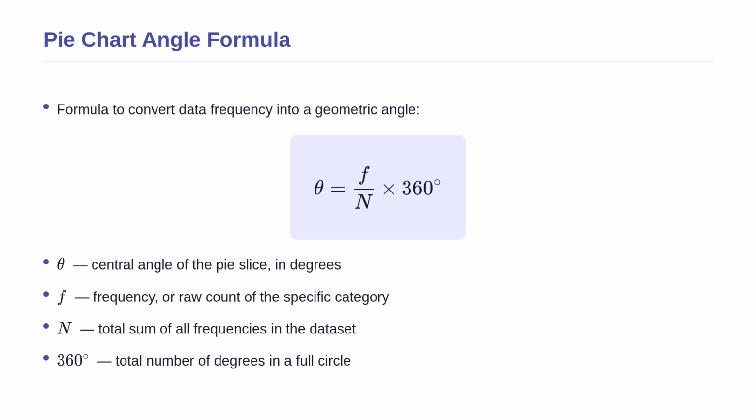Theta represents the central angle of the pie slice, measured in degrees. The variable F stands for the frequency, which is the raw count of the specific category we want to plot. N represents the total sum of all frequencies across all categories. If the frequency F increases while the total N remains the same, the angle theta will increase, resulting in a wider slice on the screen.